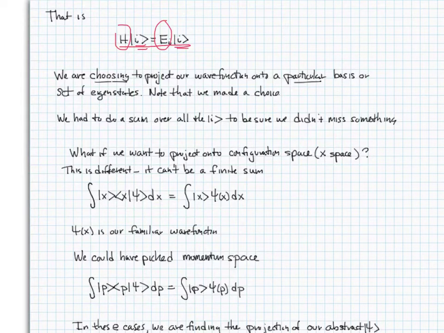So we picked out these i's to project onto. We picked out the Hilbert space. We picked out the particular set of eigenstates. Now that we made that choice, we know what to do. And we had to sum over all of the I because we didn't want to miss anything. So that's an example of an easy case.